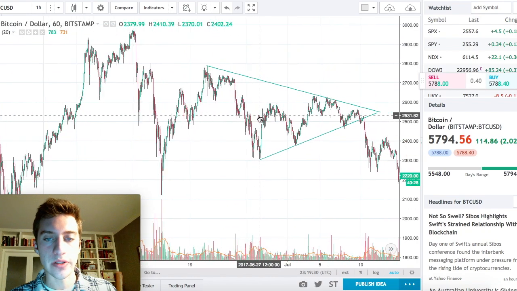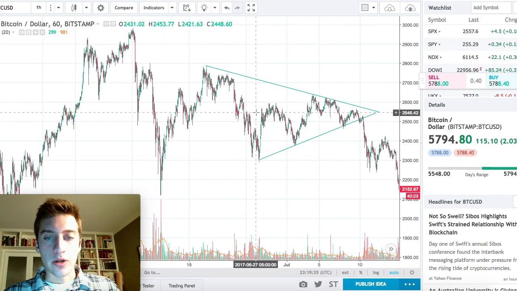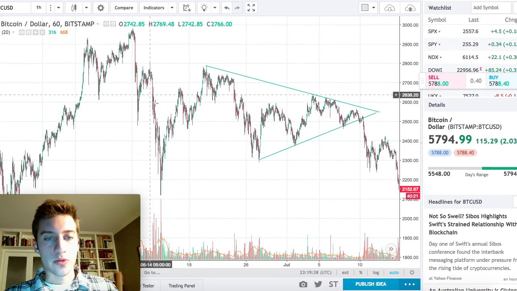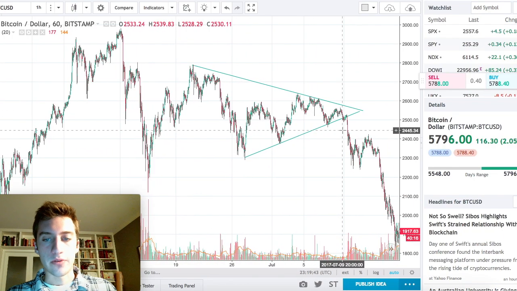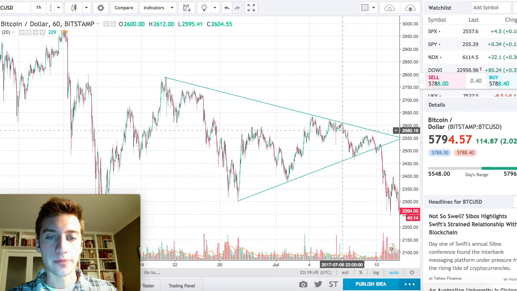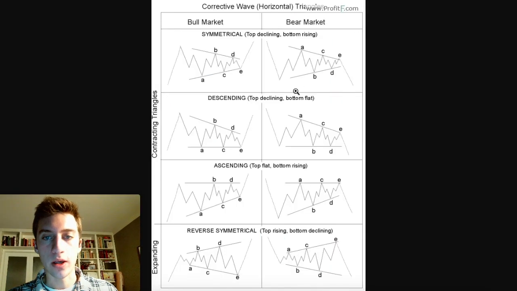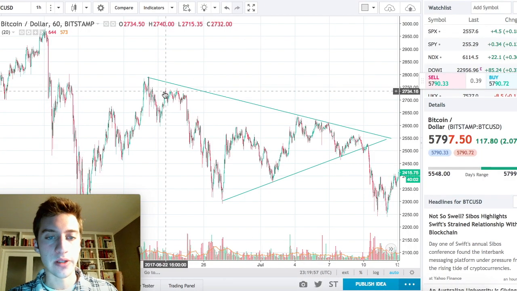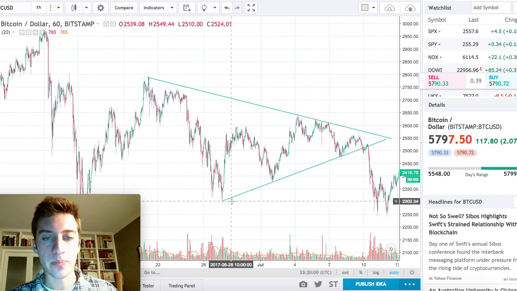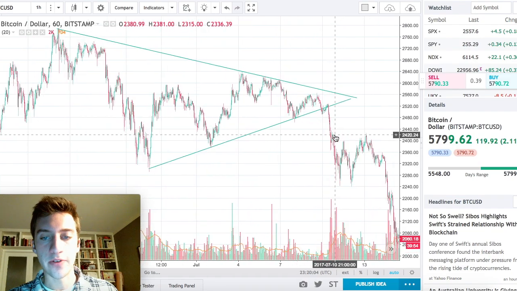So what we have here is a symmetrical triangle, and this looks like a bearish continuation. The bears push price all the way down here, price goes up, and then we get this, and price continues to fall. So what's going on here? Well, if we were to label this, we can say that this is likely our point A, then we have B, then C, D, and then E right here, and then E fails.